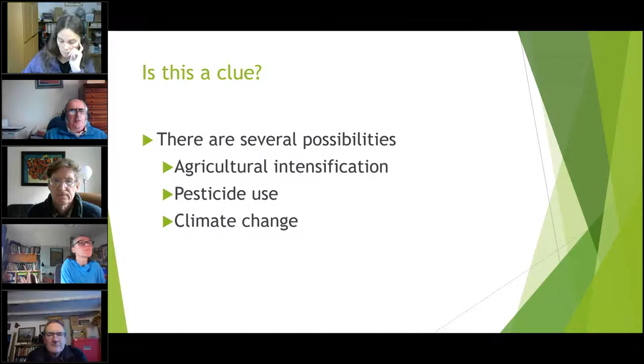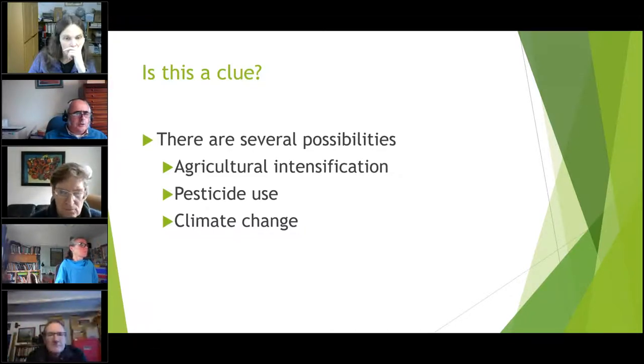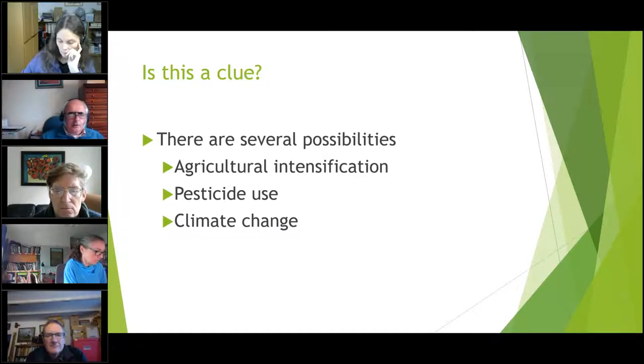There are several possibilities. The normal view, or the received wisdom, is that the main reasons for insect decline are agricultural intensification and pesticide use. Now, there have been papers in which it has been argued that the correlation is pretty good for agricultural intensification and pesticide use, and that the correlation between climate change and insect status is one of benefit, where insects are actually expanding their range rather than contracting their range. So when we start adding climate change into the mix, we must recognize that there are conflicting messages coming out of the data.